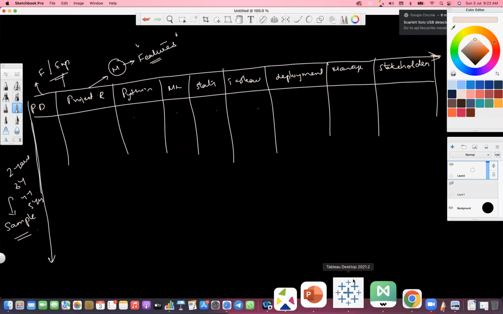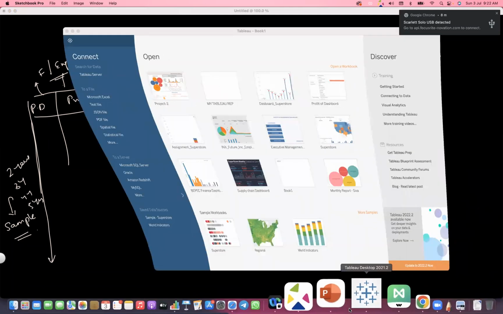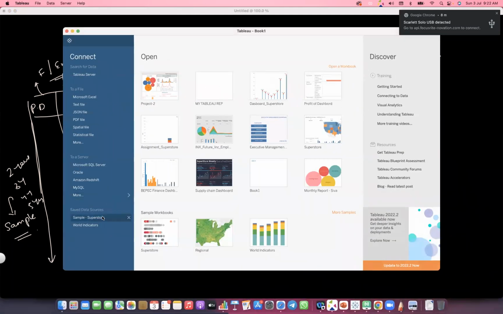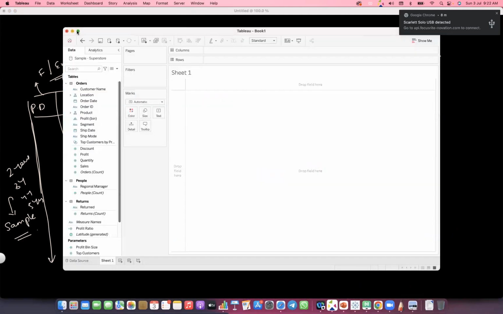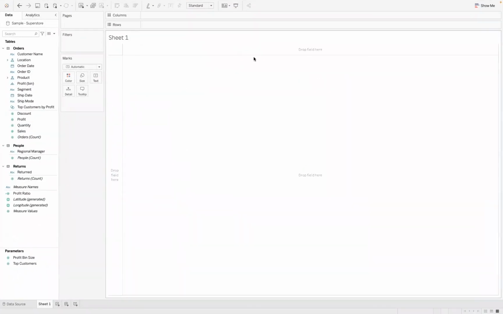Now let us go back to Tableau. I will explain when the time comes for Tableau. Just now you're able to see two axes here, drop a field here. You're able to see columns and rows. Yes, you're able to see some data here: customer name, location, order, profit.